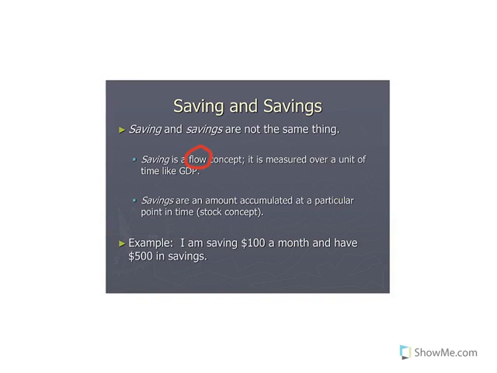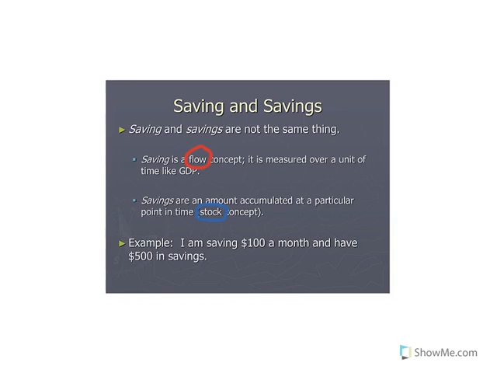So again, saving, let's say every single month I save money. That's a flow concept. Whereas if I'm talking about savings right here, savings is a stock concept. In other words, if I say right now I have $1,000 in my savings account, that's telling me the amount of money I've accumulated at a specific point in time. So again, saving and savings are two different terms. One of them is a flow concept and one of them is a stock concept.